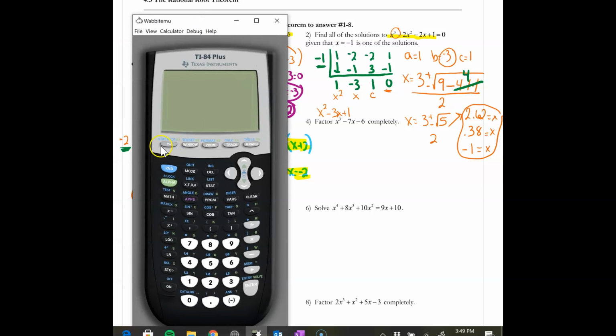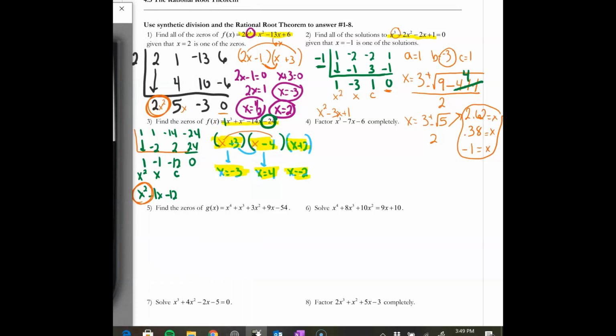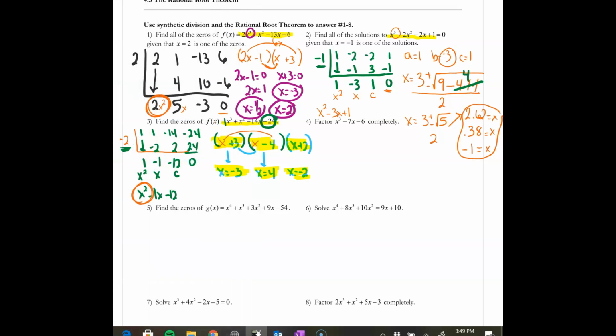Y equals, and I'm just going to type in x cubed minus 7x minus 6. And if you want to see what it looks like, that's fine. I would just do zoom 6. When I'm more interested in the table and I'm looking for the zeros, so I'm going to use this to cheat. And I notice right away on my screen that when x is 3, y is 0. So I'm going to use that instead of making this list.